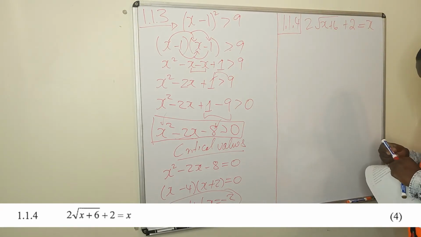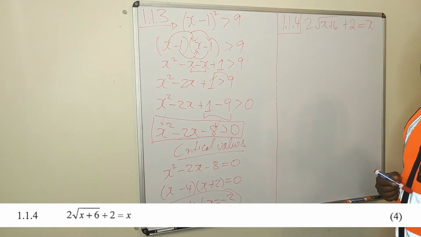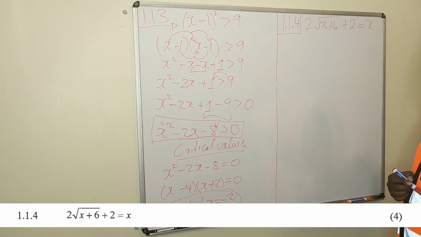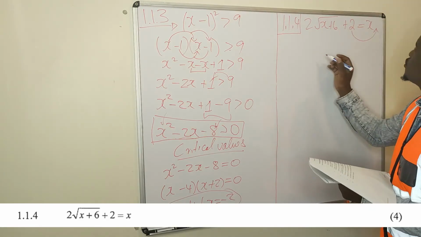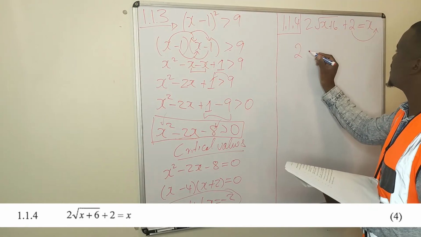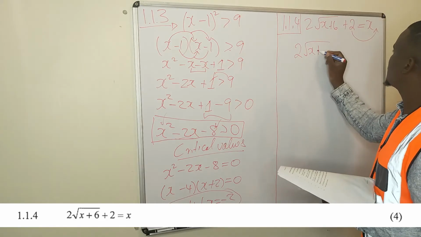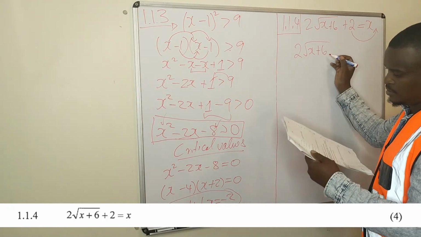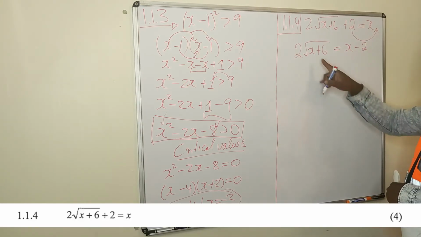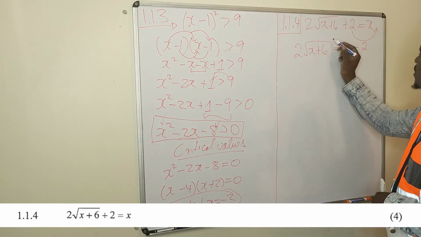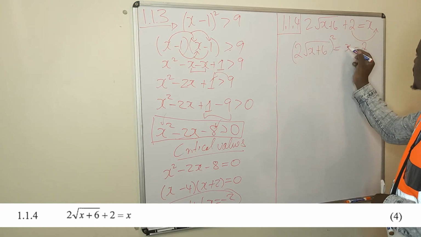So when you have these equations, what do you do? First thing you do, transpose this guy here, the 2, to this side. So on the left hand side you are left with 2 root x plus 6 is equal to x minus 2. And then try to remove this square root here. Then you square both sides of the equation.